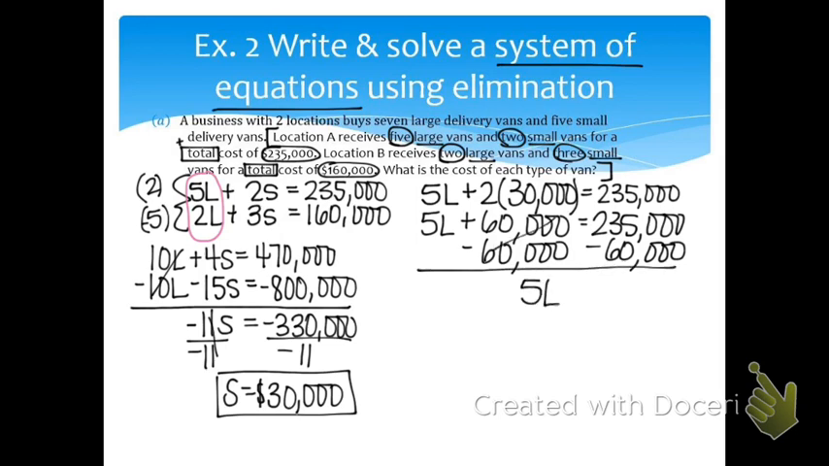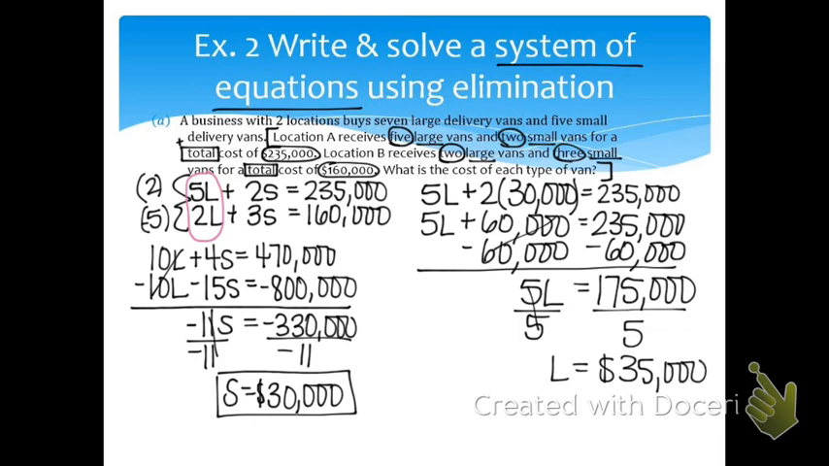So we know we have 5L equals, now be careful, 235,000 minus 60,000 equals how much? 175,000. And how would we finish this one? Divide both sides by 5. So the cost of a large van is how much? 175,000 divided by 5 is $35,000. And again, don't forget the dollar sign because it is a word problem. And that is lesson 5.3.